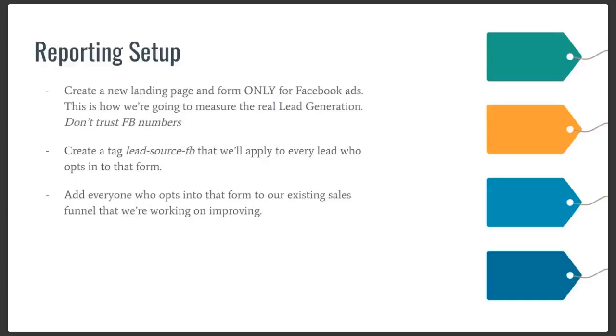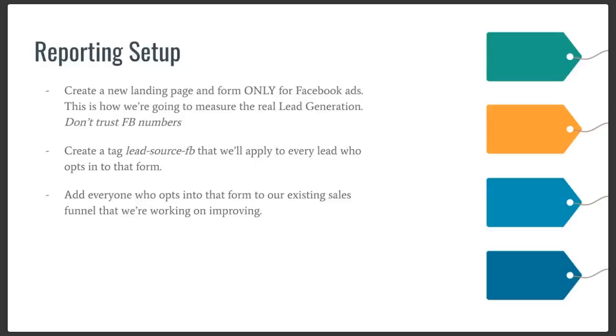So then we're going to create a tag called lead source Facebook that we're going to apply to every lead who opts into that form. Again, we're just making sure we are able to track this 100%, make sure there are no errors anywhere. Lastly, add everyone who opts into that form to our existing sales funnel that we're going to work on to improve.